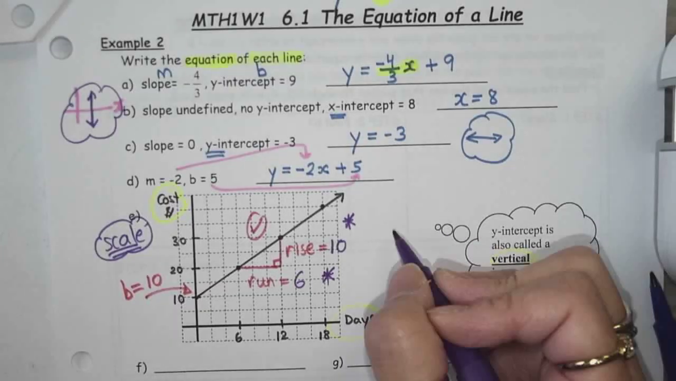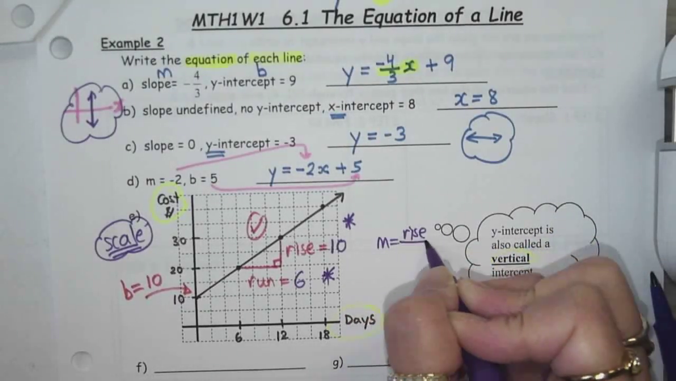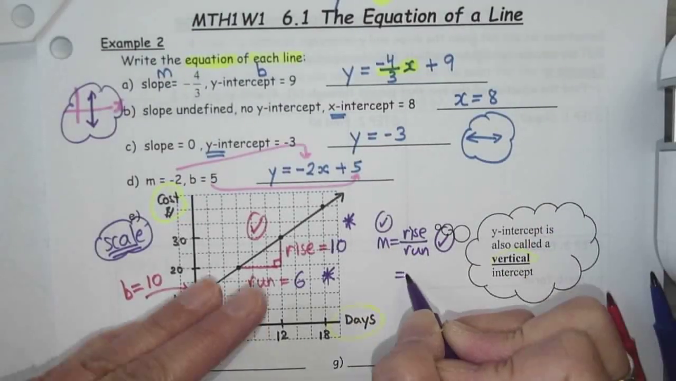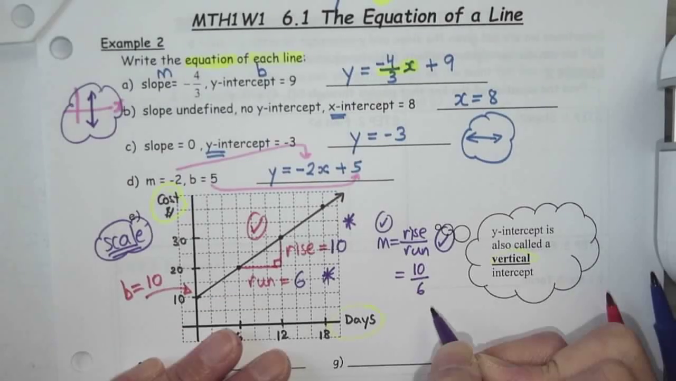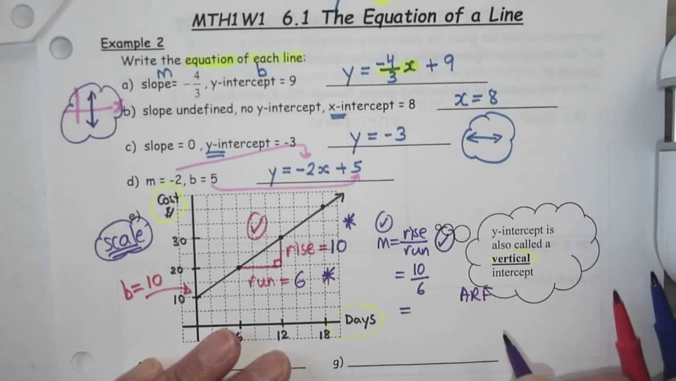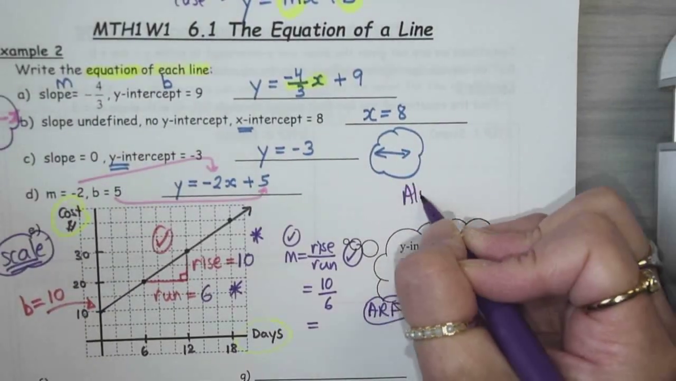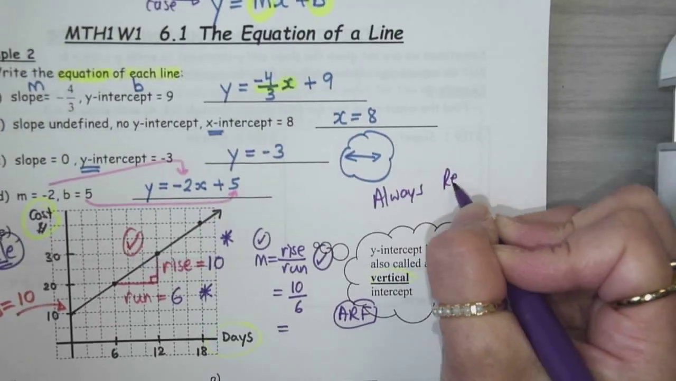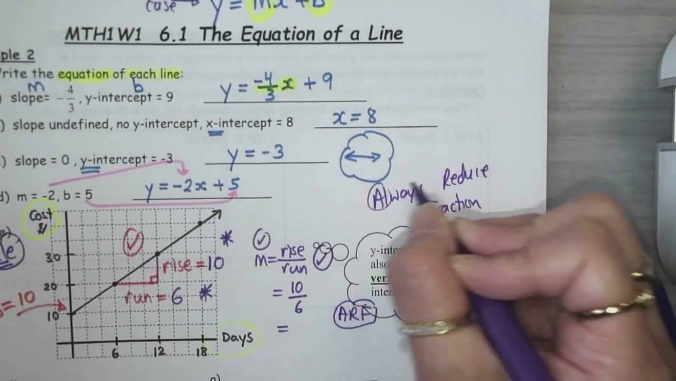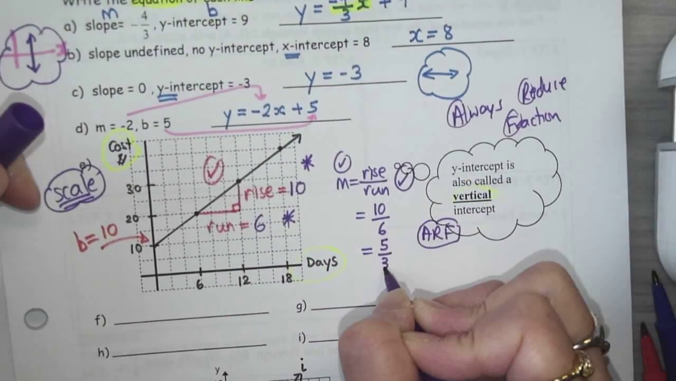So then my m equals rise over run. Yes, I want you to write the formula with the m equals. And my rise is 10 over 6, which you reduce. ARF stands for always reduce your fraction, which will be 5 over 3.